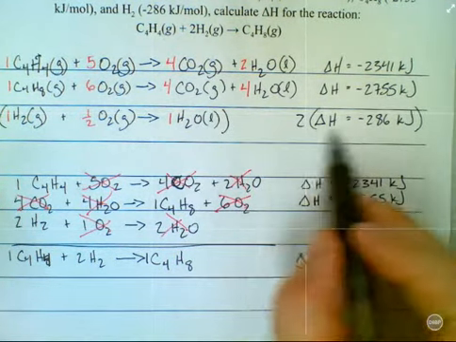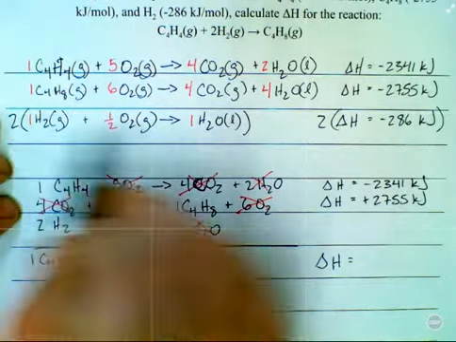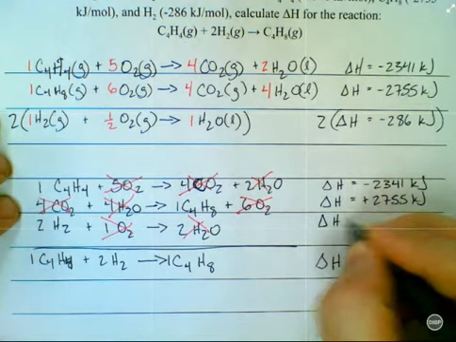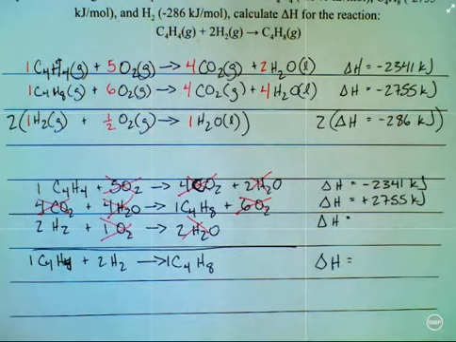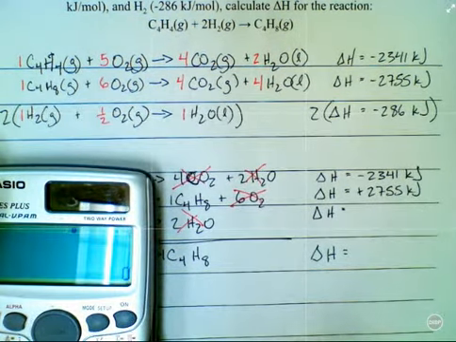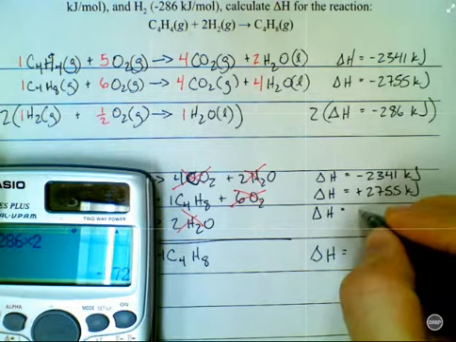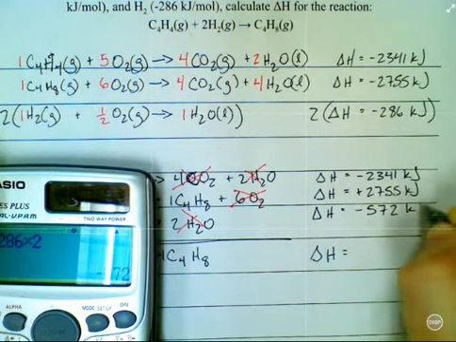I didn't flip this equation, but I did multiply everything in it by 2, so I'll multiply the delta H by 2. Let's see here. I ought to be able to do that in my head, but I don't want to. Let's go negative 286 times 2. So I have negative 572 kJ.